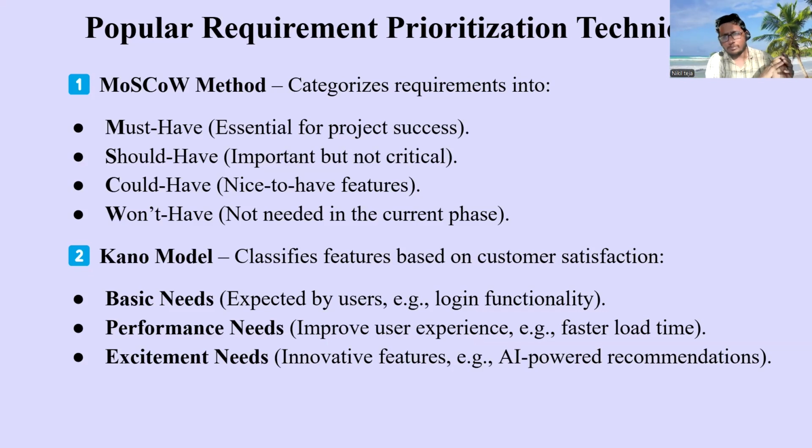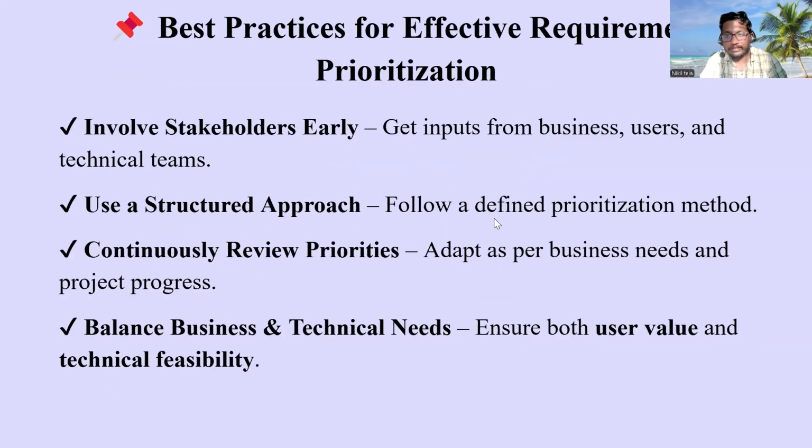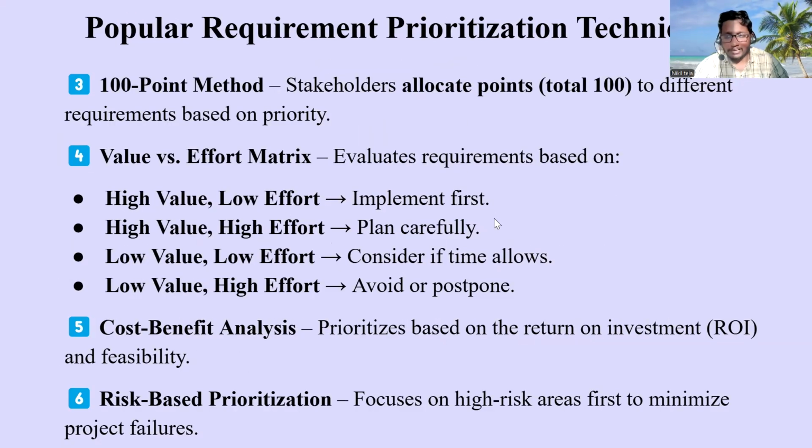MoSCoW model and Kano model are somewhat similar only. Next, we will go to the 100-point method. The 100-point method is nothing but stakeholders allocate 100 points to different requirements based on the priority. So there will be 20 requirements, right? We will keep the 20 requirements on a blackboard or whiteboard, and every stakeholder will come and give points to each and every requirement, so that we can prioritize based upon that. That is the 100-point method.